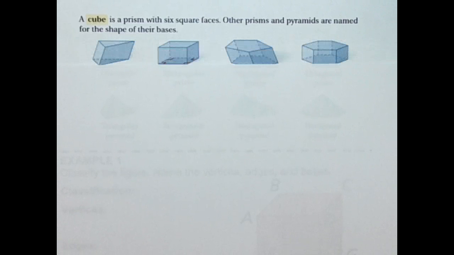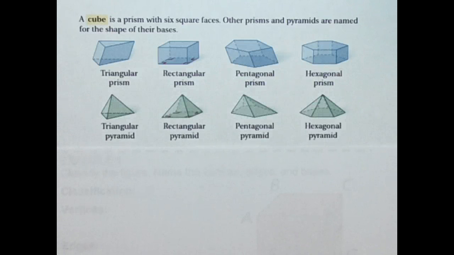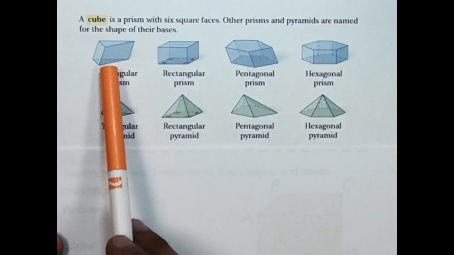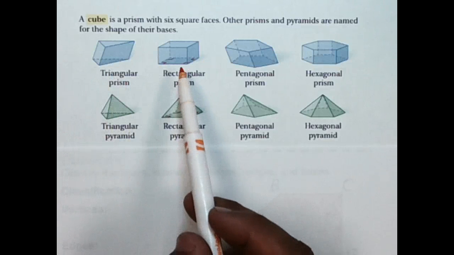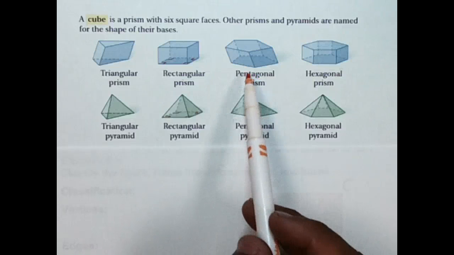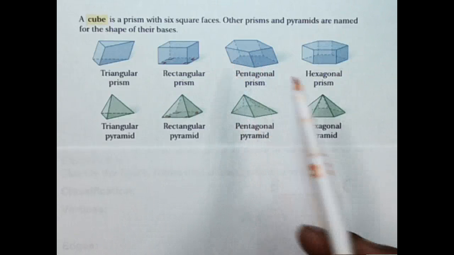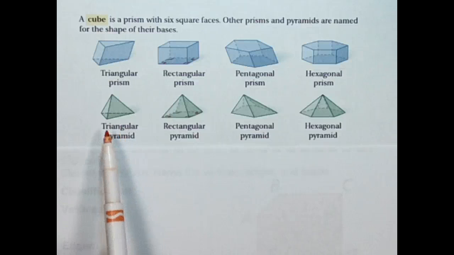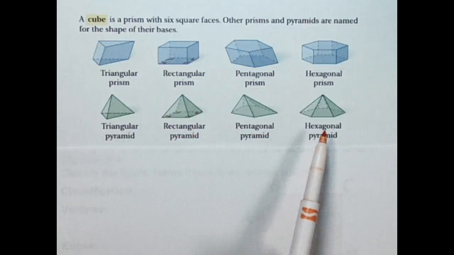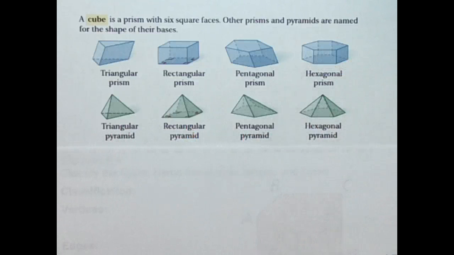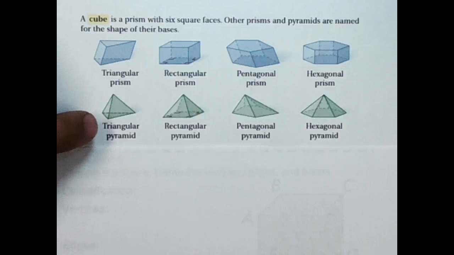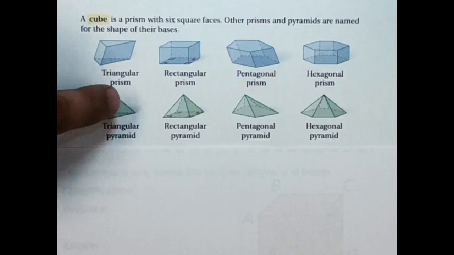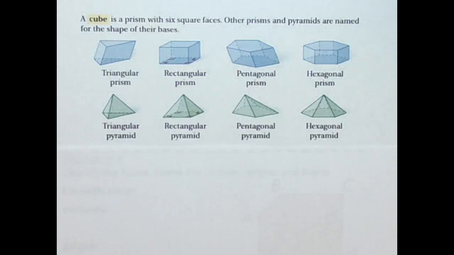If we look at these here, this is a triangular prism because the base is a triangle. A rectangular prism because the base is a rectangle. A pentagonal prism because the base is a pentagon, etc. The same kind of bases, but these are pyramids. So you can compare these two and see the differences. On prisms, I have two parallel bases. On a pyramid, I just have one base, and all the faces meet at a vertex.